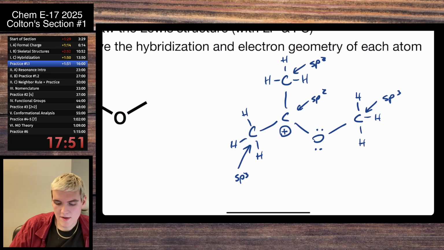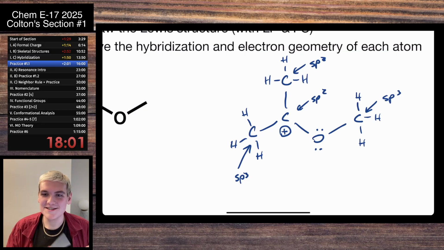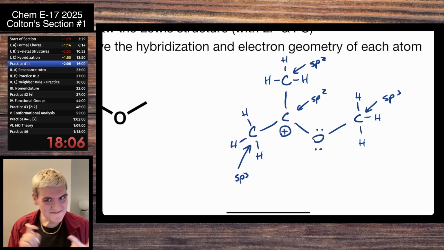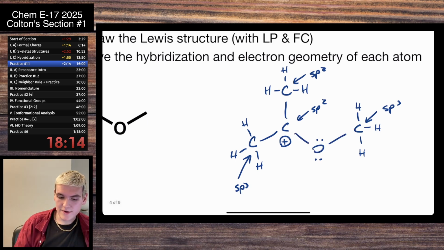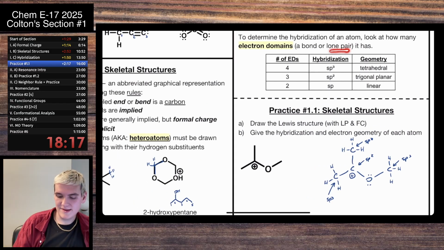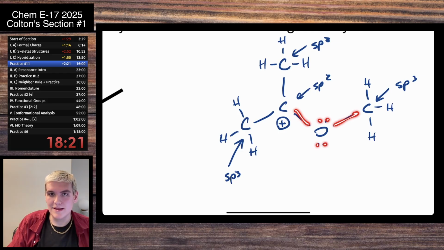Then the last one here is this oxygen. So how many electron domains does it have? Also, Gabrielle, I love that you are answering every question correctly, but then putting a question mark after it. Like, maybe? Maybe? So we have 2 bonds, but remember, lone pairs also count as electron domains. So 1, 2, 3, 4 total electron domains.